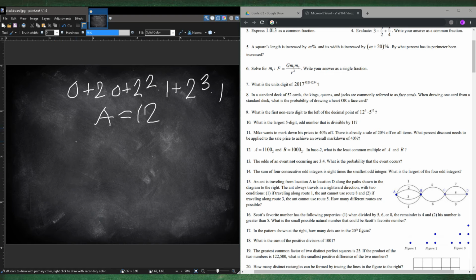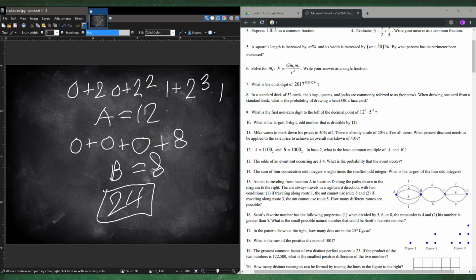B in base 2 is 0 plus 2 times 0 is 0, plus 2 squared times 0 is 0, and 2 cubed times 1 is just 8. So overall, B is just 8. And what is the least common multiple of 12 and 8? The least common multiple is 24, right? Because this is 2 squared times 3, and this is 2 to the cube. So 2 to the 3 times 3, which is 8 times 3 is 24. So your LCM is 24.